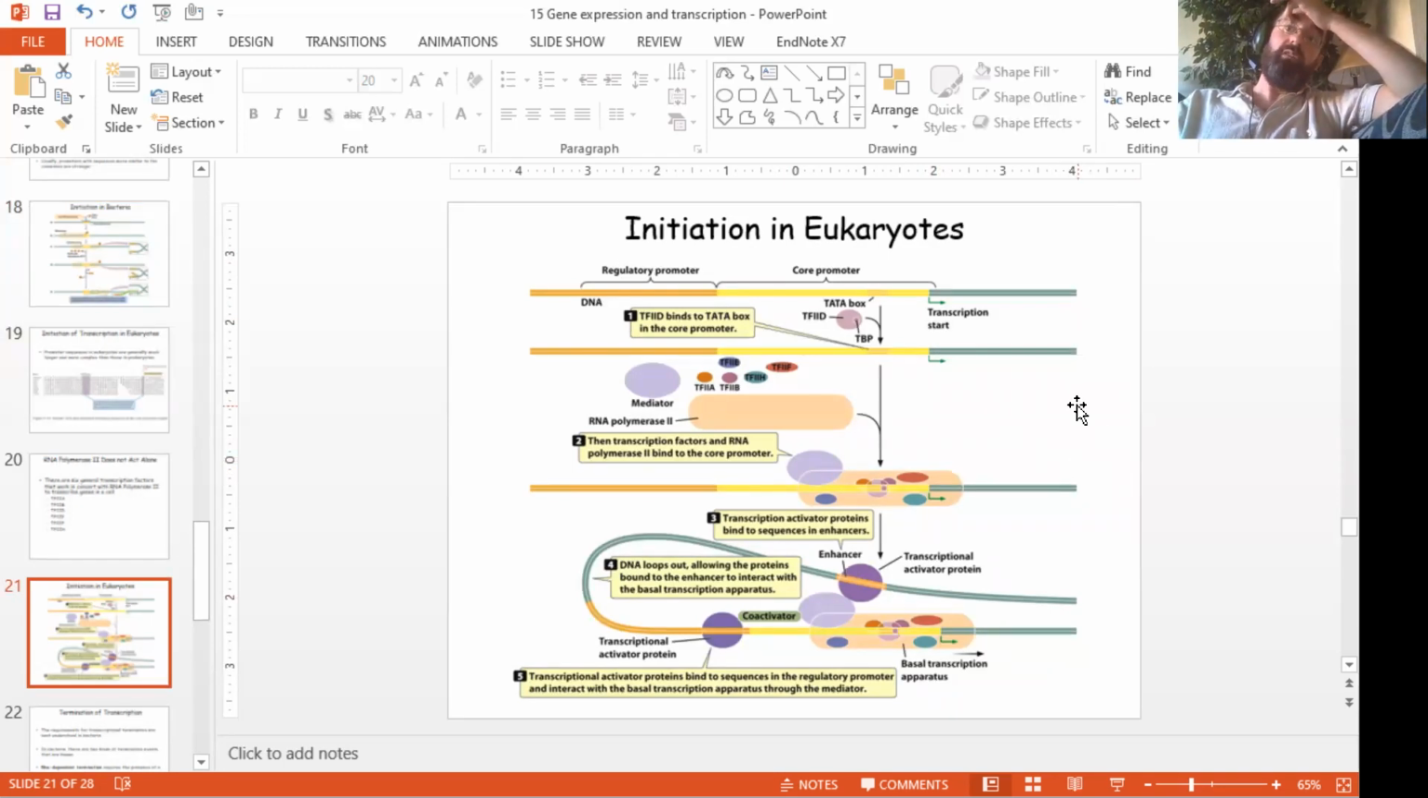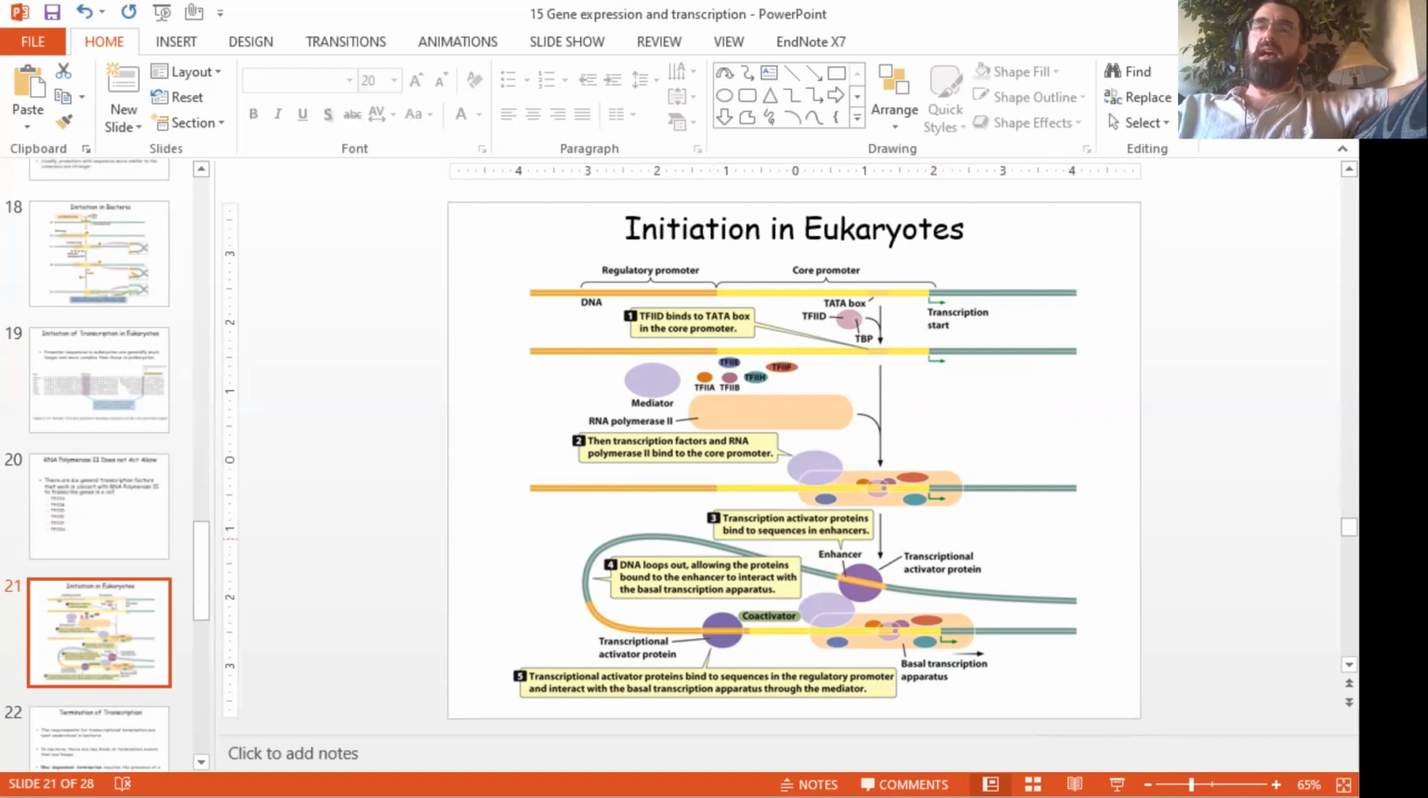And so first up, we have this TATA box. We have one of our transcription factors, TFIID, and a TATA box binding protein, TBP. These two act together to recognize this TATA box. These then recruit other proteins, including other transcription factors, RNA polymerase II holoenzyme itself, and another protein called mediator, which interacts with RNA polymerase but doesn't bind the DNA.